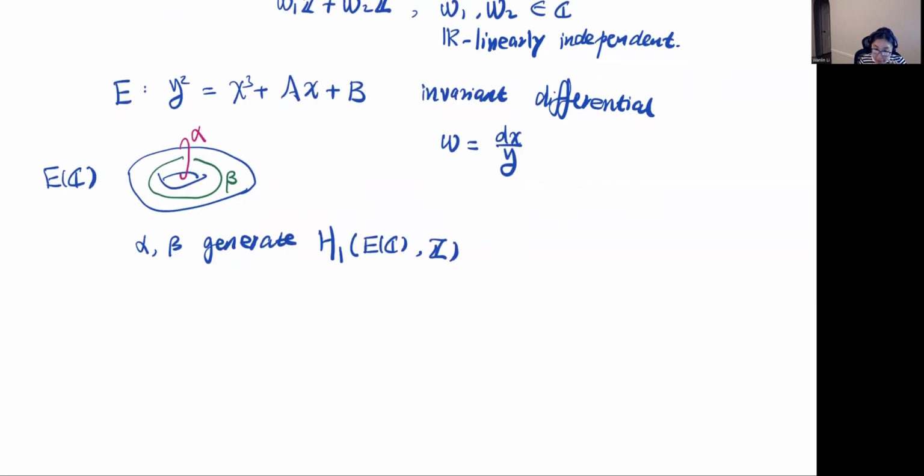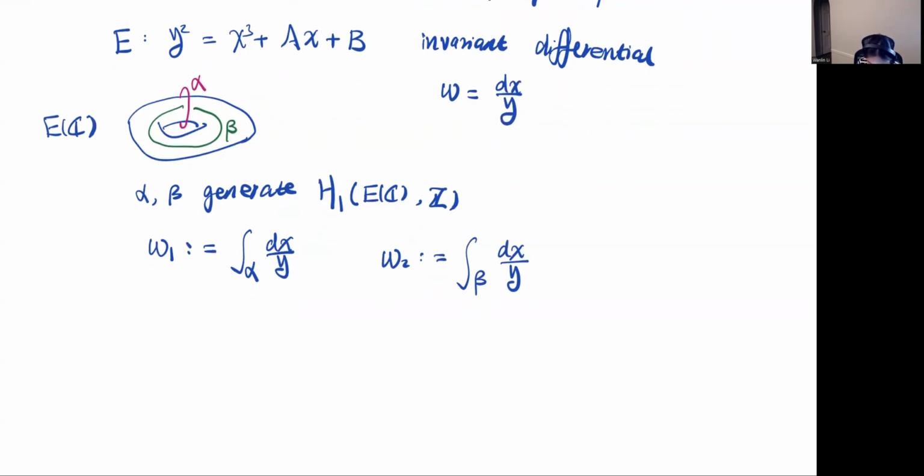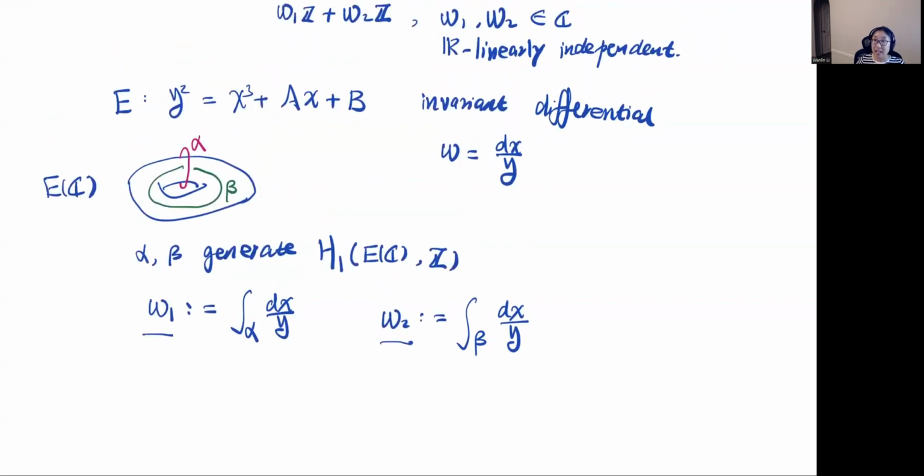So great. Now I'm just going to give you two complex numbers as follows. Omega 1 is defined as the integral of my omega, dx over y, along my simple closed loop alpha. And omega 2 will be the integral of dx over y along my simple closed loop beta. Okay? This gives me two complex numbers, and this omega 1 and omega 2 will give me a lattice in C. And they will be linearly independent, as a matter of fact.